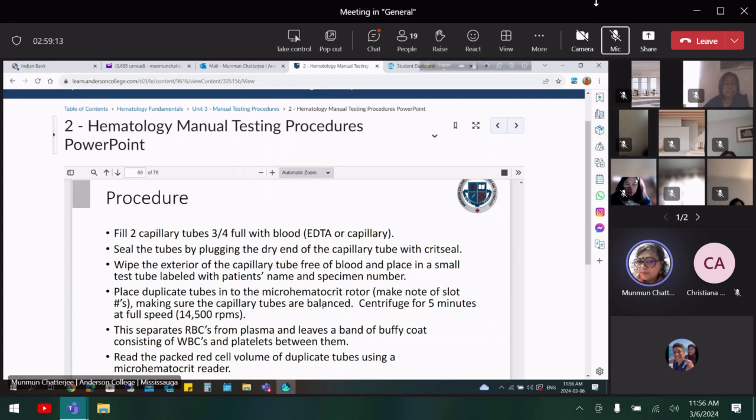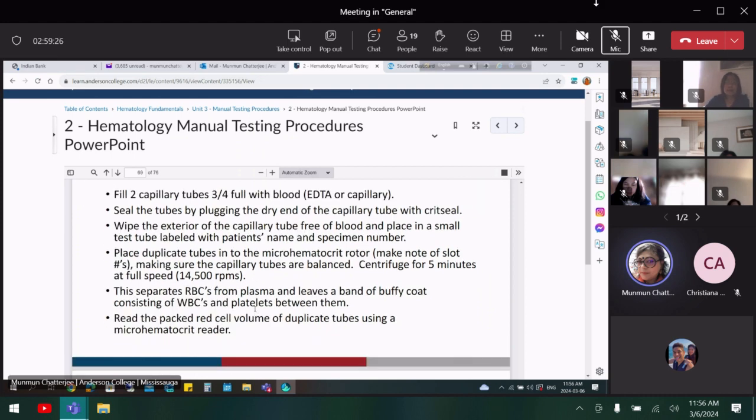We are centrifuging 5 minutes at 14,500 RPM. I don't know what your machine says there, 14,500 or 10,000? It's 10,000. What I know is 10,000. I don't know why this says 14,500 RPM. It said 10,000, that's what I know.